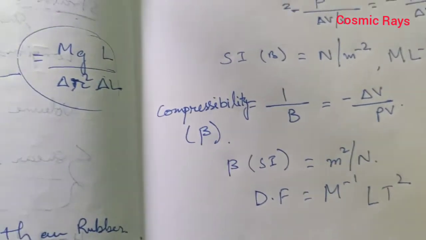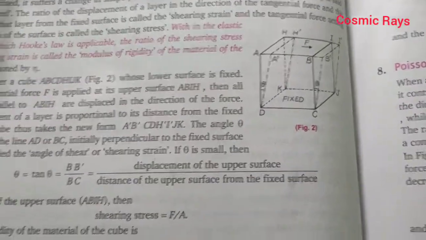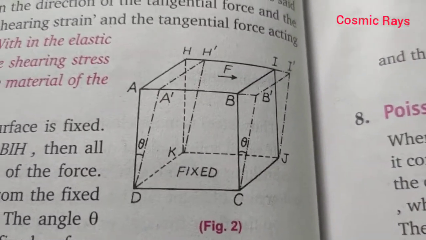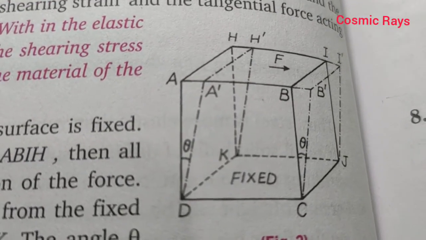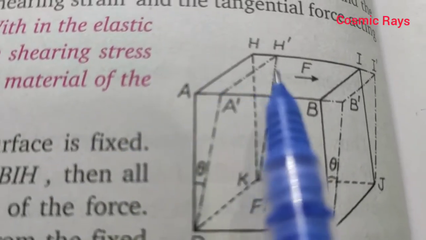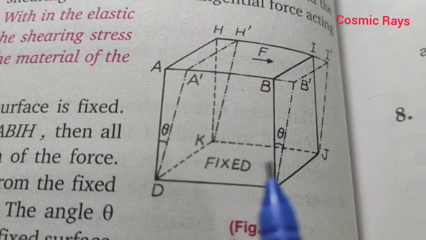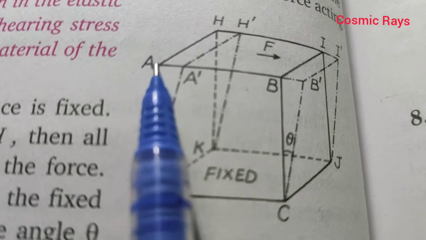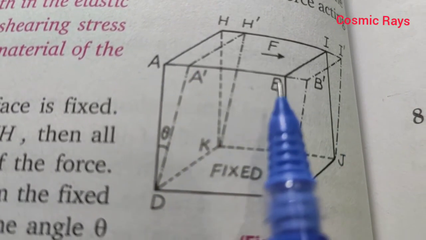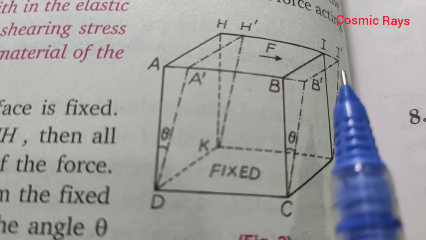Now we go to the modulus of rigidity. To understand that, we have to understand this figure. We have a body, basically a cuboid, and we apply a tangential force, a force which acts on the upper surface, while the lower surface of the cuboid is kept fixed. Then we find that the upper portion has shifted from A to A prime, and this side from B to B prime, H to H prime, and I to I prime.